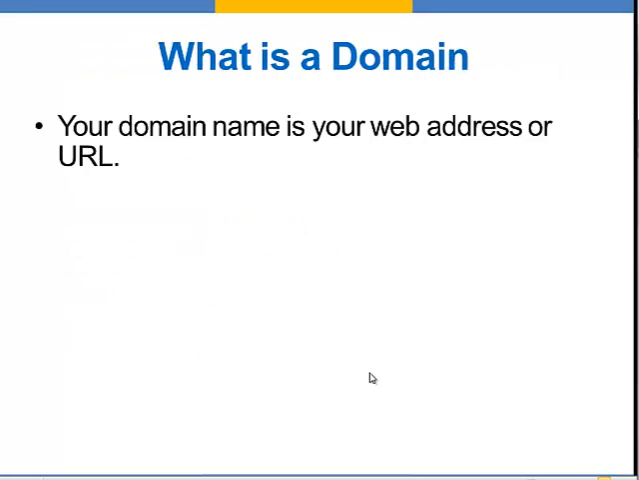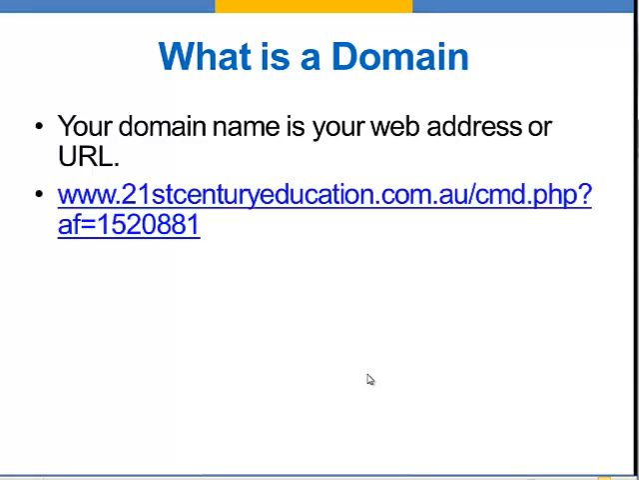So firstly, a domain name is the web address where people can find you, or your URL. Now, you would have all been given something like this, which has got the 21st Century Education product owner there and your unique affiliate ID code here. As you can see, when I hover over that, it confirms that that is the correct URL that I'm promoting, or the product that I'm promoting.